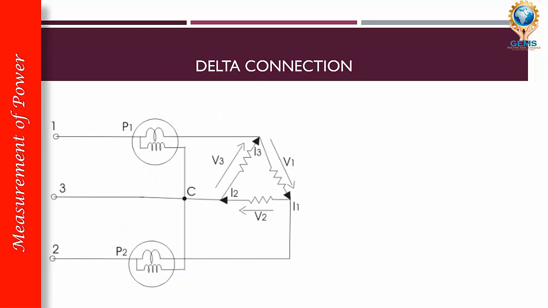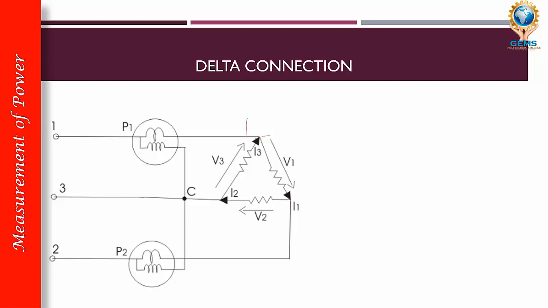Now for the same 2 wattmeters, if it is a delta connection, how can we write the equation? We are going to see. So P1 is nothing but wattmeter 1 and P2 is nothing but wattmeter 2, and you can see the wattmeter connection is given in delta. So this is a delta network. So now we will see how we can calculate the power.